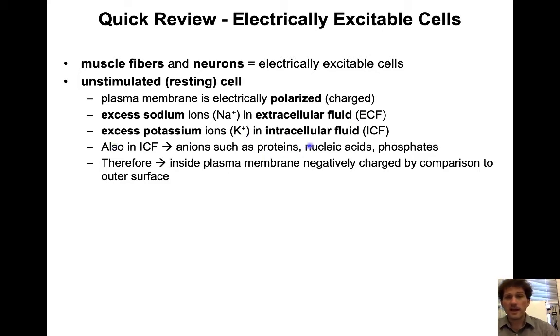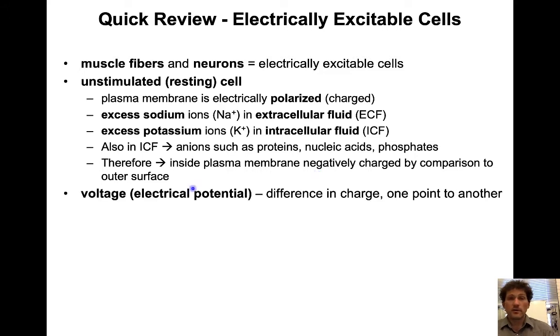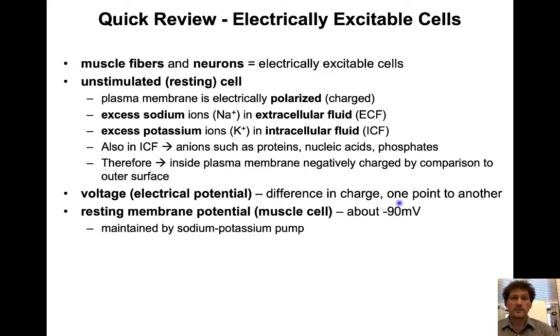We also have anions inside of the cell, and so overall the inside of that plasma membrane is negatively charged. Keep that in mind. That leads us into our electrical potential, or our voltage, basically our difference in charge from the outside to the inside, with our resting membrane potential. At rest, in a muscle cell, our voltage is about negative 90 millivolts. Again, that sodium-potassium pump is helping maintain that, and we have some of those leak channels that are also playing a role in that resting membrane potential.